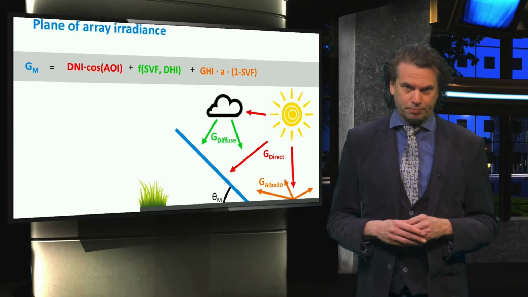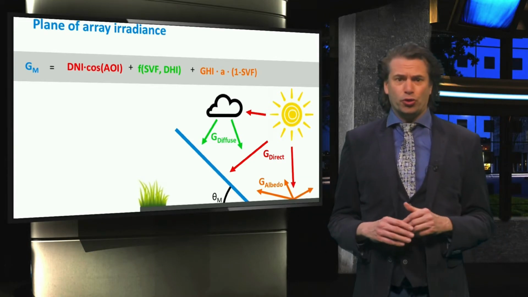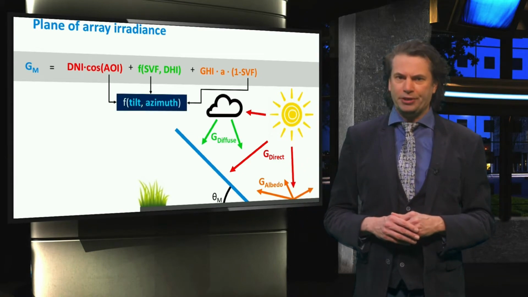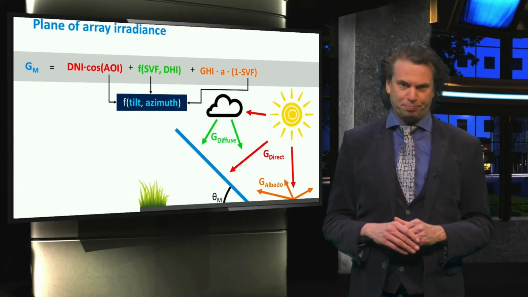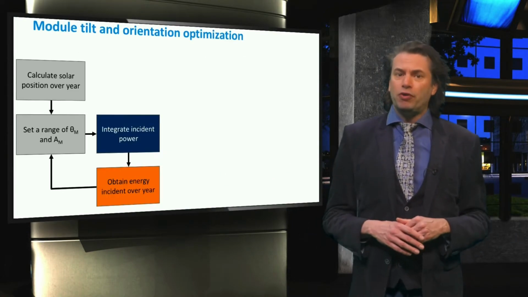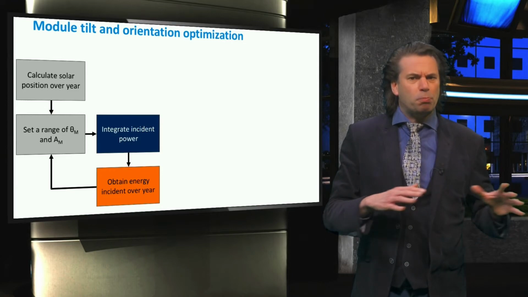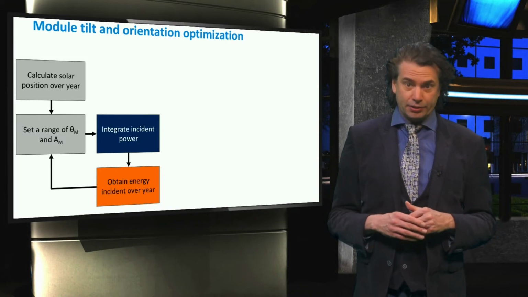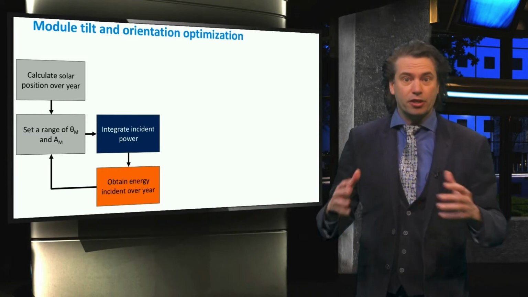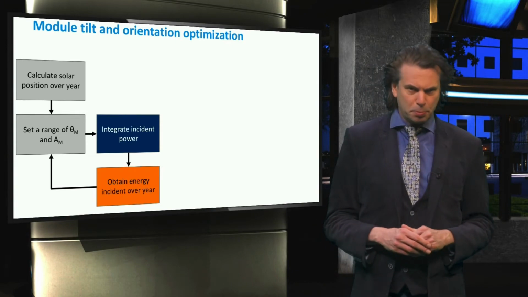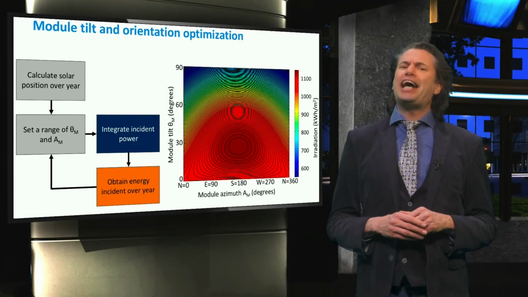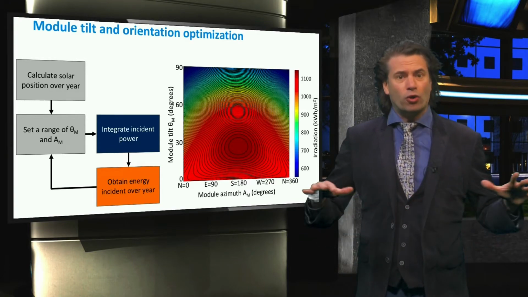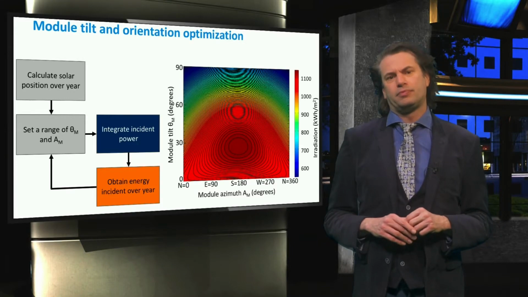module orientation. By integrating the results of irradiance calculations throughout an entire year, we can obtain the annual irradiation on the PV module. The calculation of annual irradiation can be performed for different combinations of module tilt and azimuth angles to find what are the best tilt and orientation of a PV module in a specific location. In this graph, we show the annual irradiation as a function of module azimuth and tilt in a free horizon location in Delft in the Netherlands.